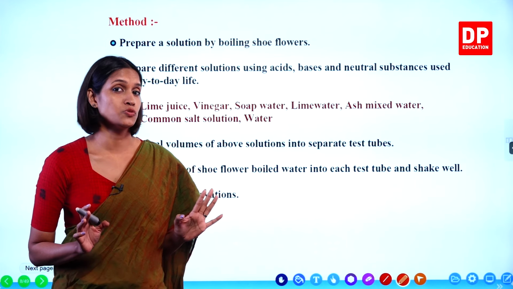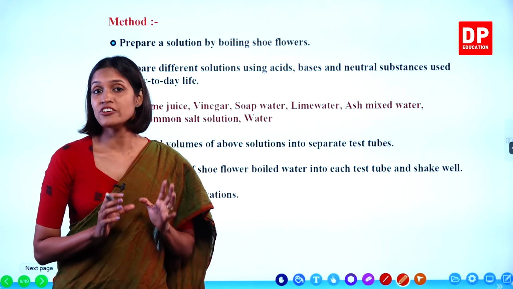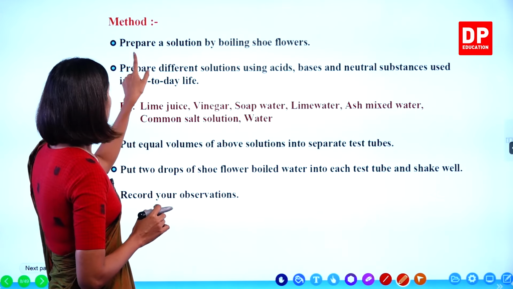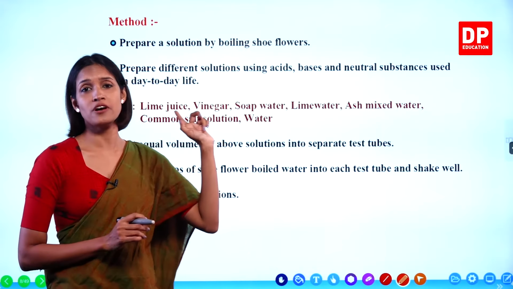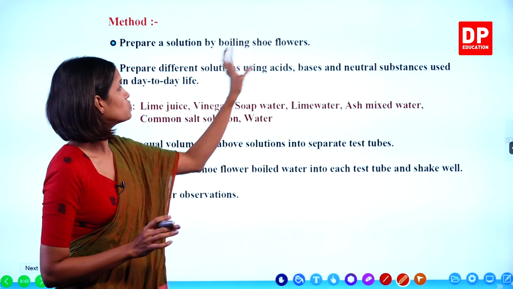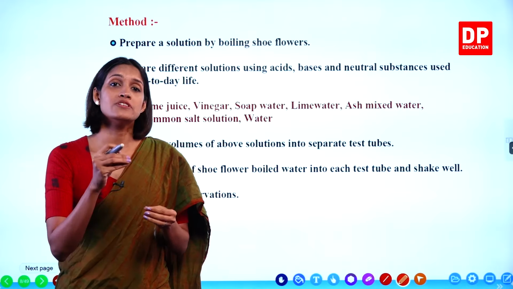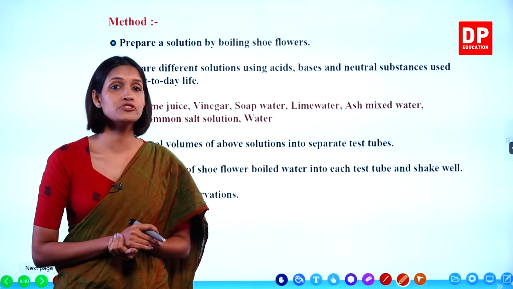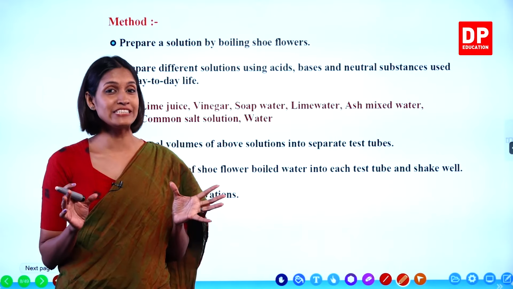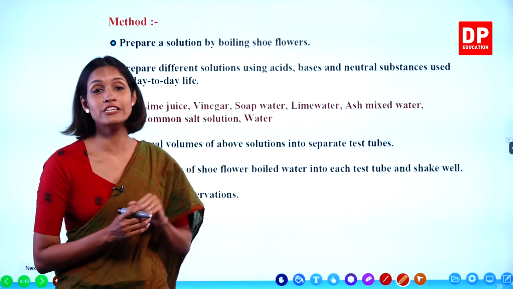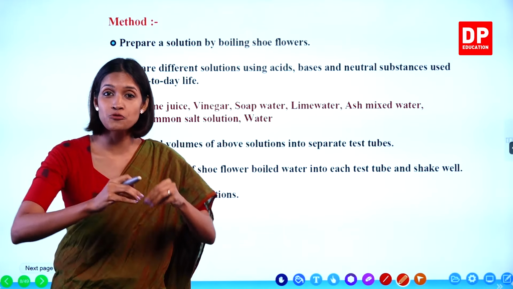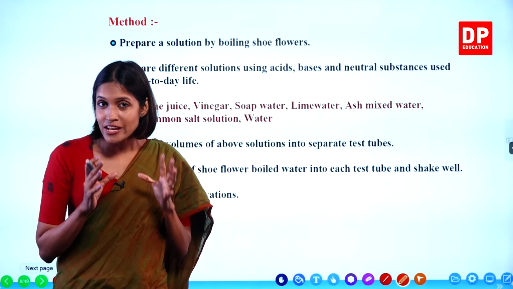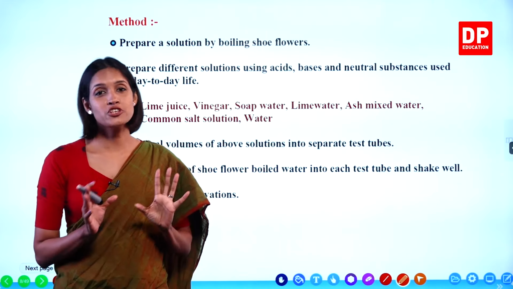Listen carefully. I told you that using the shoe flower we have to prepare a special solution. So the method: prepare a solution by boiling shoe flowers. What do you have to do to prepare this solution? You have to put some shoe flower petals into some water and boil it for about 5 to 10 minutes. You will see very clearly when you boil the shoe flowers that the color of the shoe flower goes into the water. So after preparing the solution, that solution is red, the color of the shoe flower.